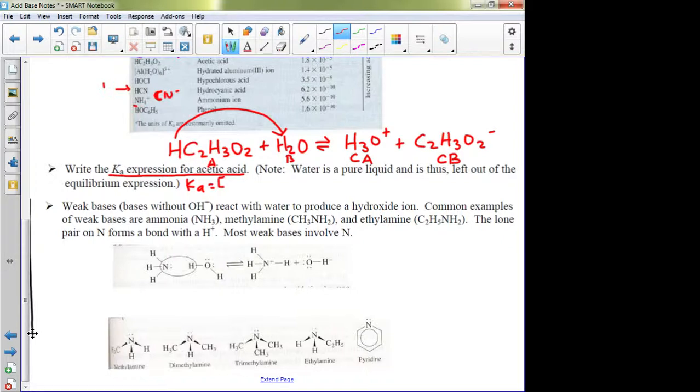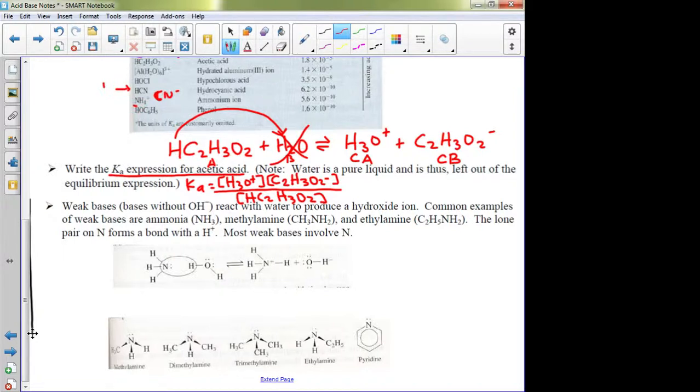The concentration of H3O positive times the concentration of C2H3O2 negative, divided by the concentration of HC2H3O2. And why am I not including water? Because it's a liquid. Will we ever include water?